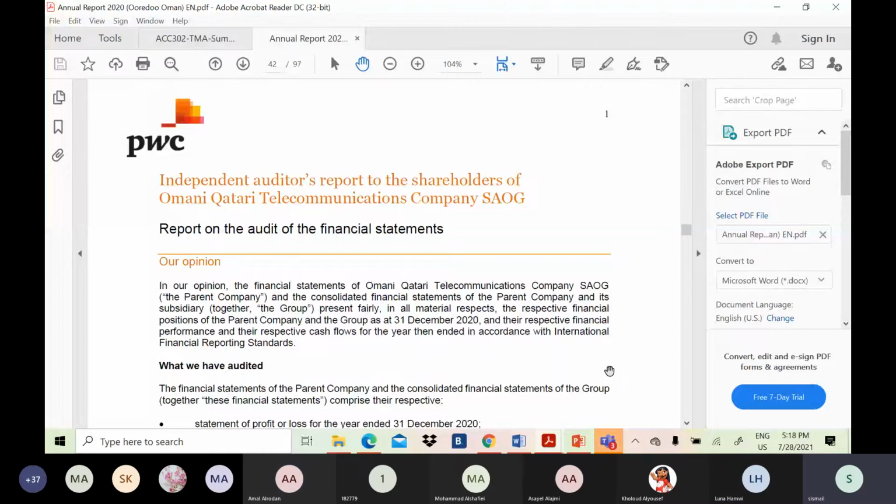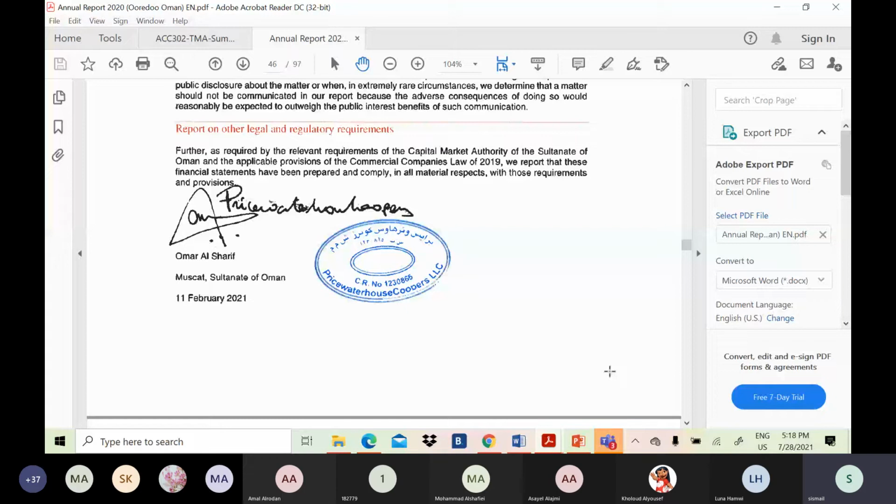As I said, from now, most of your answers from this report will come from these pages: from page 42 until page 46. Most of your answers related to this report will be from these 5 pages, 42 to 46. Is it clear? Yes, doctor.